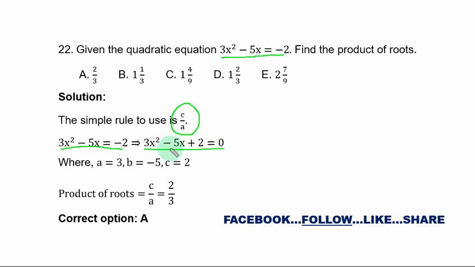After putting it in this form, a is the coefficient of s squared, that is 3. b is the coefficient of s, that is minus 5. c is the constant term, that is 2. Therefore, the product of roots, that is c over a, is simply equal to 2 over 3. The correct option is A.